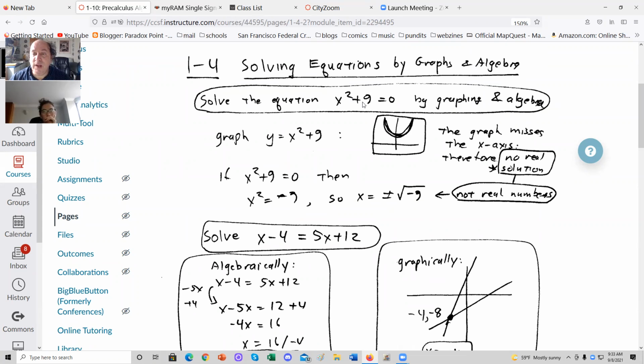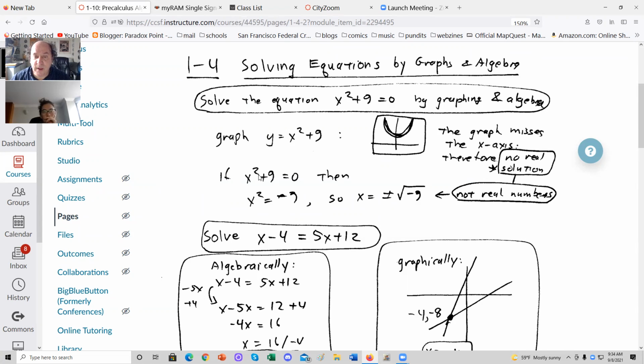It has to solve the equation x squared plus 9 equals 0. Well, if we graph it, you get this parabola, which misses the real line, the axis, entirely. So there's no real number solution. So this is unsolvable in the real numbers.